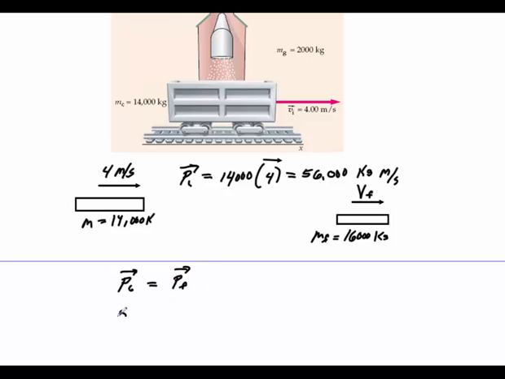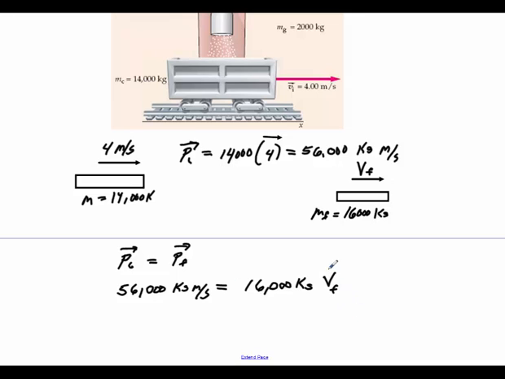We know we had 56,000 initial. That must equal 16,000 kilograms times my final velocity, Vf. Again, that's going to be a vector. We'll solve for that. And when we do that, we will find that Vf will be approximately 3.5 meters per second.